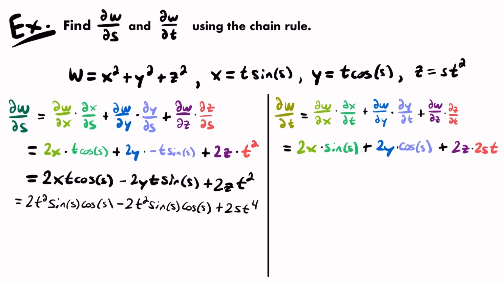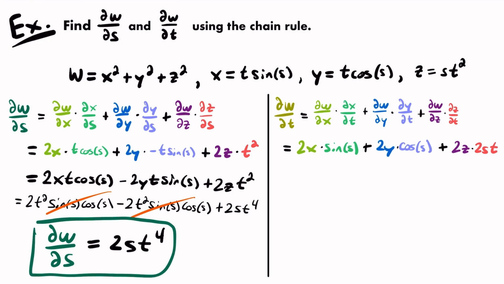And notice what happens here. These two terms are exact opposites of each other. We have positive 2t squared times sine s cosine s and negative 2t squared times sine s cosine s. So those two terms cancel out, just giving you that the partial derivative of w with respect to s is equal to 2st to the power of 4. That is one of our partial derivatives here. It simplifies very nicely. But now what about our other partial derivative, the partial of w with respect to t?